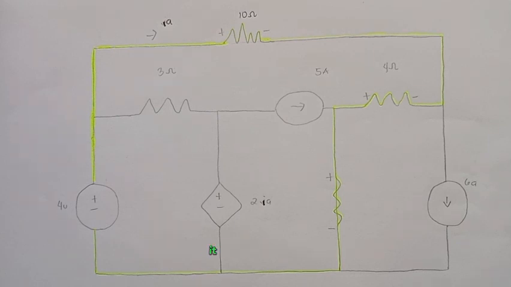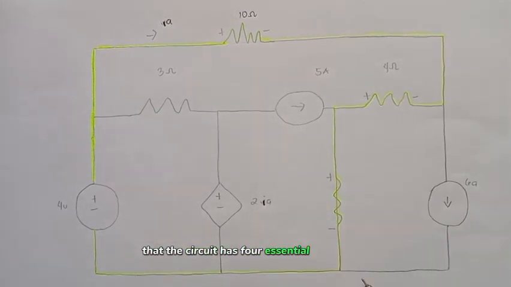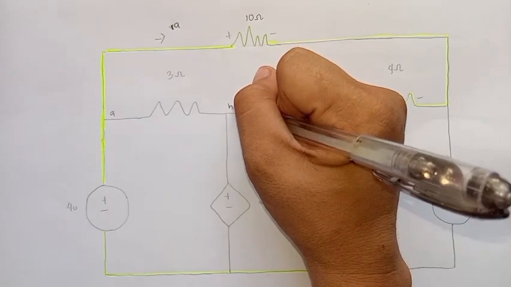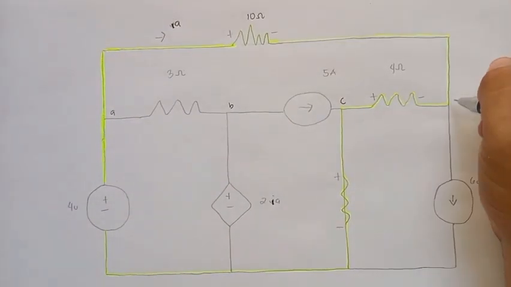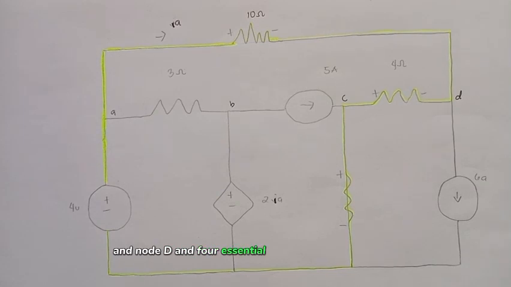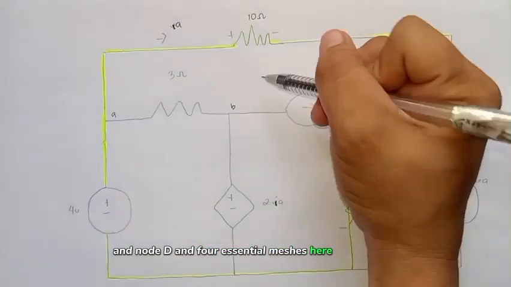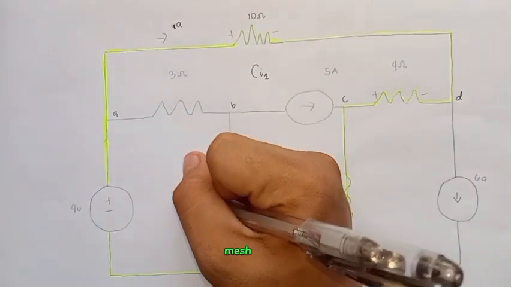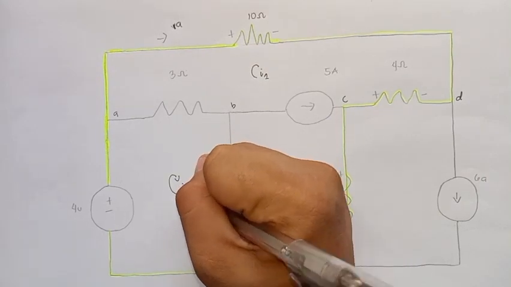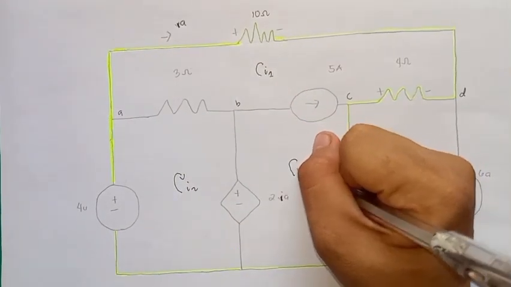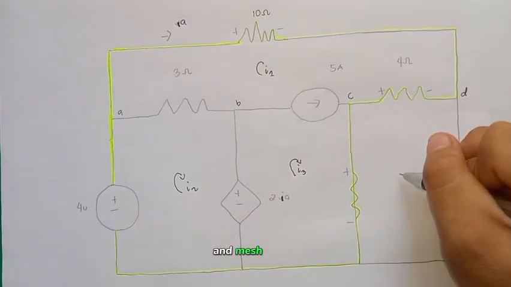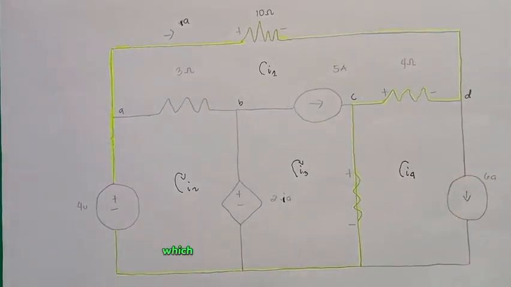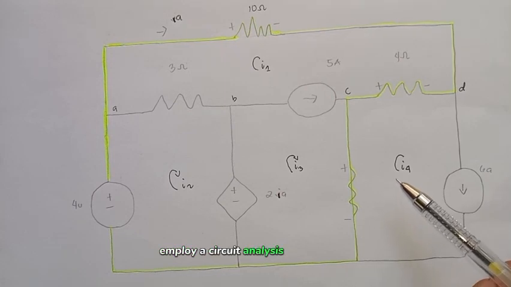Upon inspection, it is apparent that the circuit has four essential nodes, which is node A, node B, node C, and node D, and four essential meshes here: mesh 1, mesh 2, mesh 3, and mesh 4, which will come in handy as we employ a circuit analysis method.